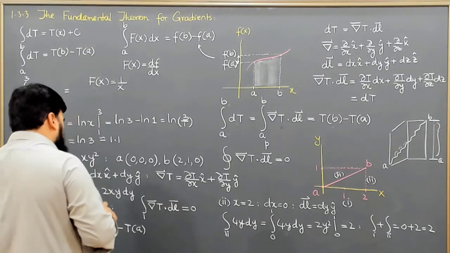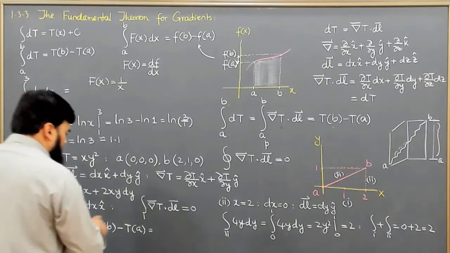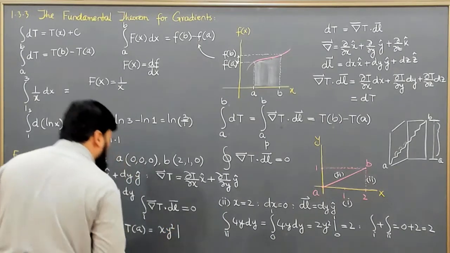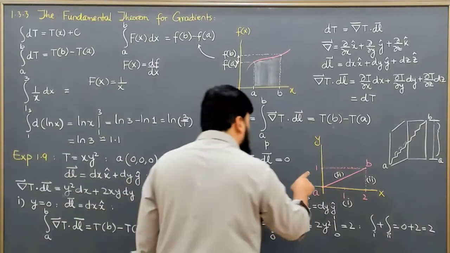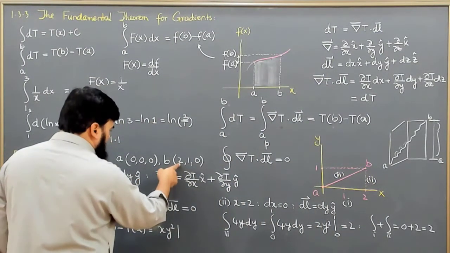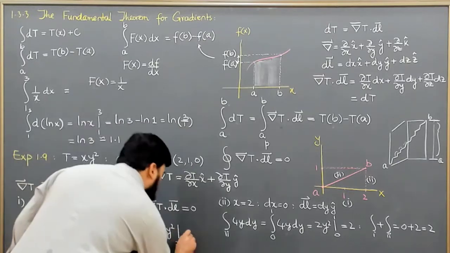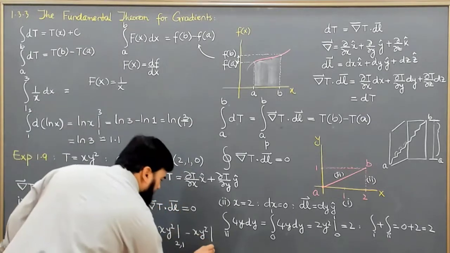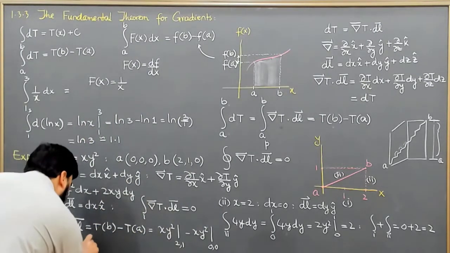And the value of T at B, so the value of T is equal to xy squared. T is xy squared, and the value here we are having it, x is equal at point B here. At point B here, we are having the value equal to 2 for x, 1 for y. So this is a 2 and 1 here, minus the value of xy squared at point A, and point A is 0, 0 here.